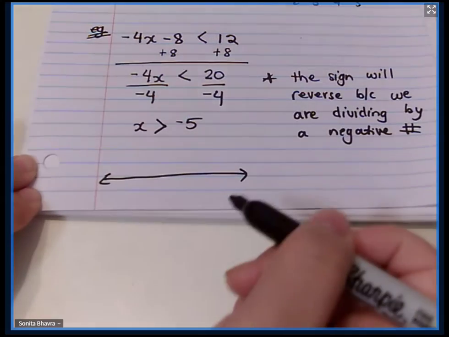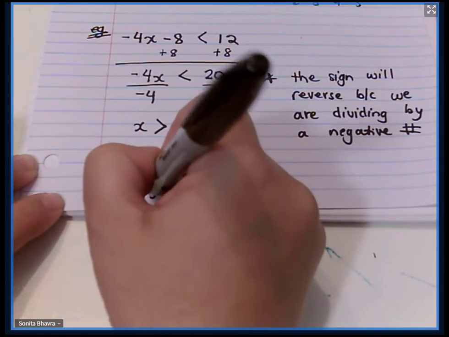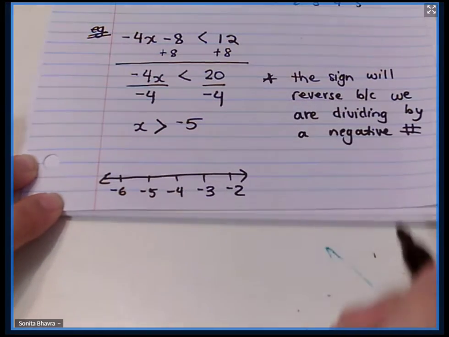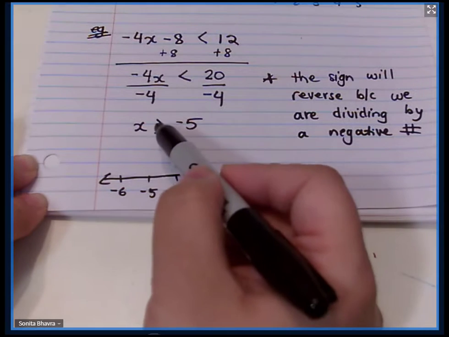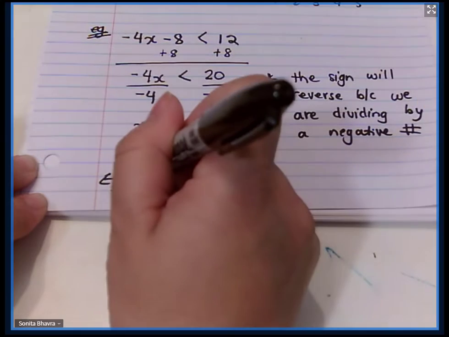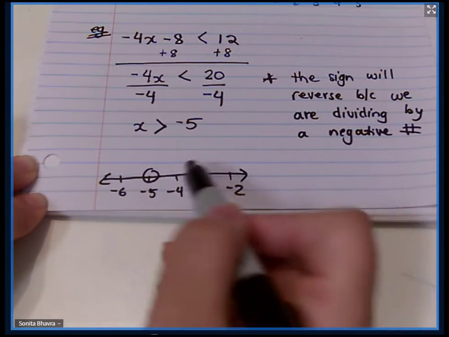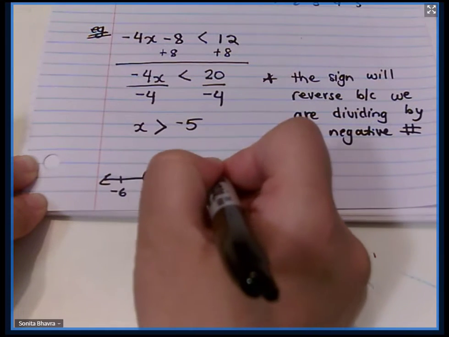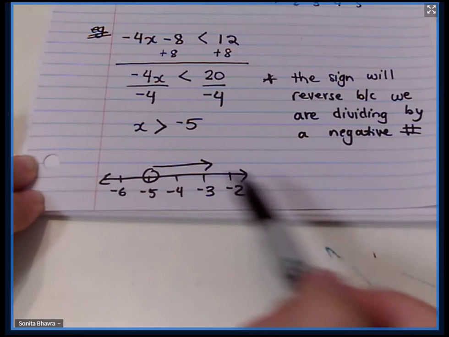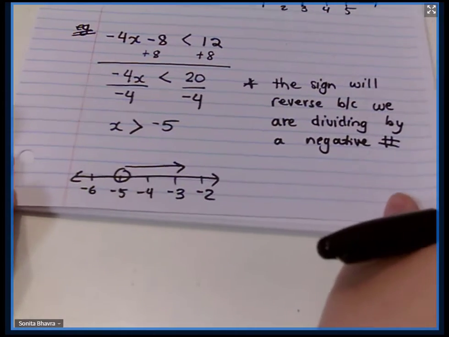Okay, and I'm just going to start here at negative 6, negative 5, negative 4, negative 3. There's negative 2. And it's going to be an open dot because it's not included. So an open dot at negative 5. And it is greater than. So the arrow is pointing to the right. All right, so that means x can be any value greater than negative 5, but the negative 5 is not included.